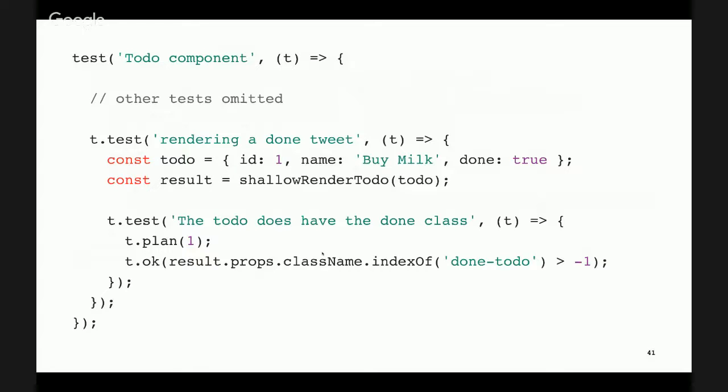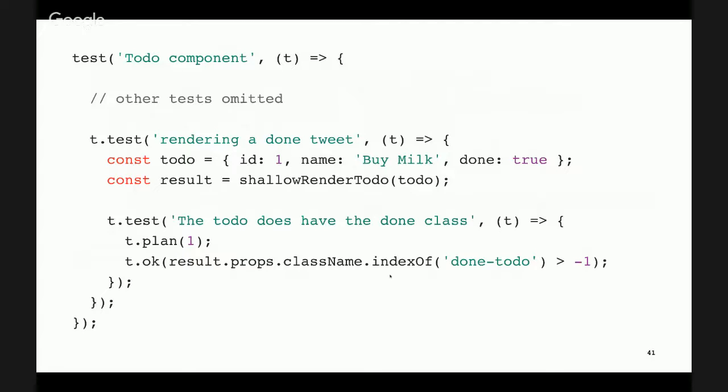I could then check that a done to-do gets the additional class of done-to-do. So this time my to-do has done true. I shallow render it, and now I assert the className prop of the result has the done-to-do class applied to it.